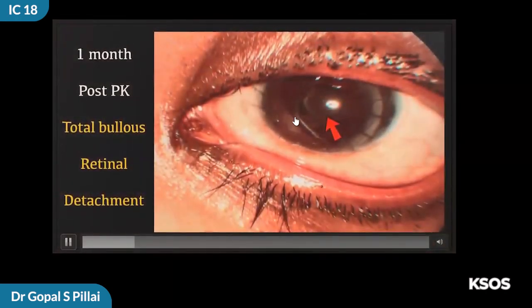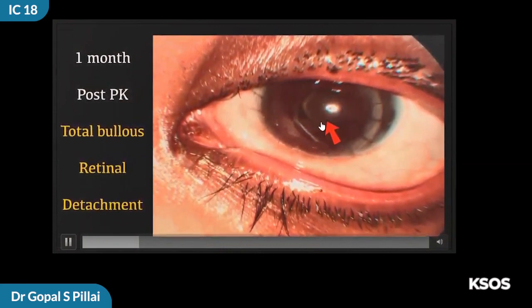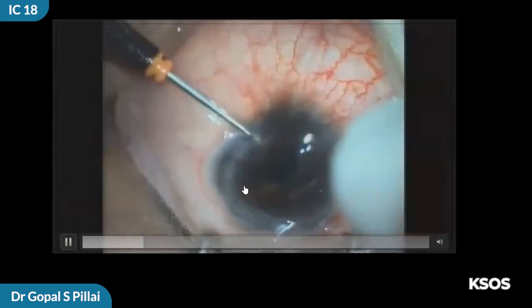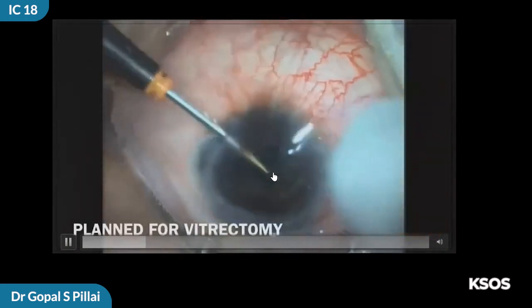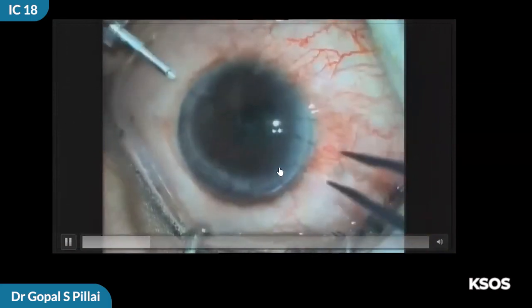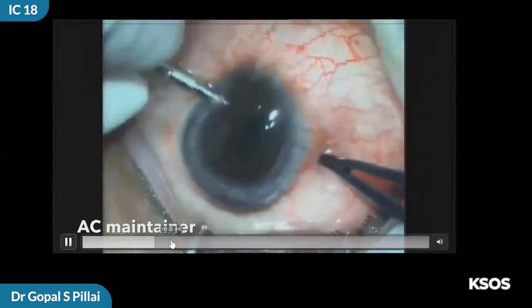But you can see that after 1 month post-PK, a total bullous retinal detachment. You can see the retinal detachment right in the pupil here. This is the edge of the retinal detachment. That is when we went in. You can see that I cannot enter directly into the vitreous because it is all retina only. I would go subretinal. So I made a port there and introduced an infusion cannula there.